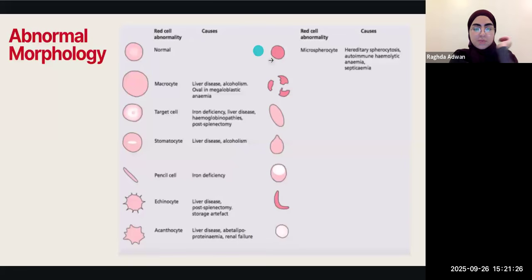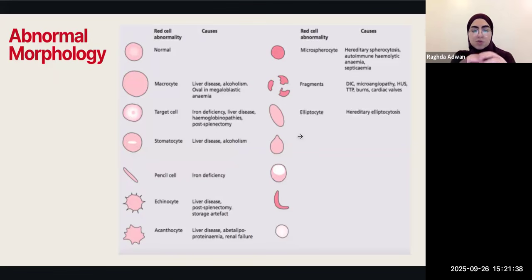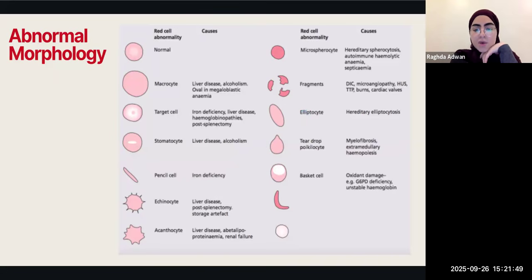And it's very spherical in shape, which means all the hemoglobin is packed in, making it spherical, making it darker in color. So microspherocyte. This is a burst red blood cell, which has burst into fragments. So these are fragments. This is sort of a more elliptical shape of red blood cells, so it's called an elliptocyte. And this one right here is in the shape of a teardrop cell. This one is in the shape of a basket cell.